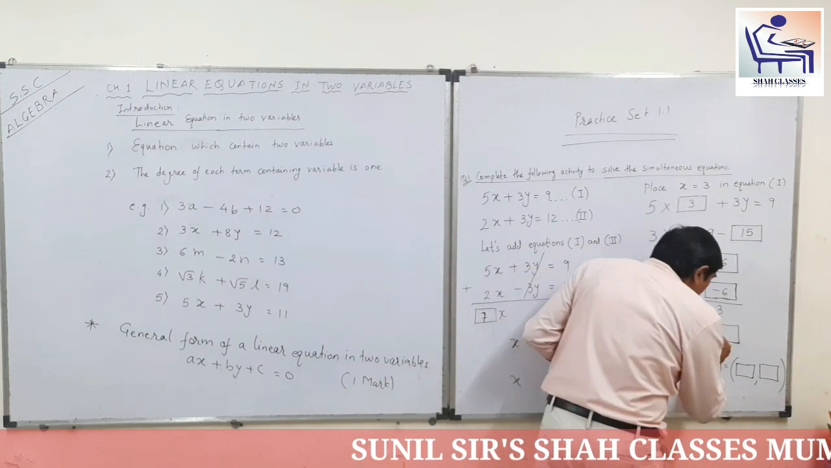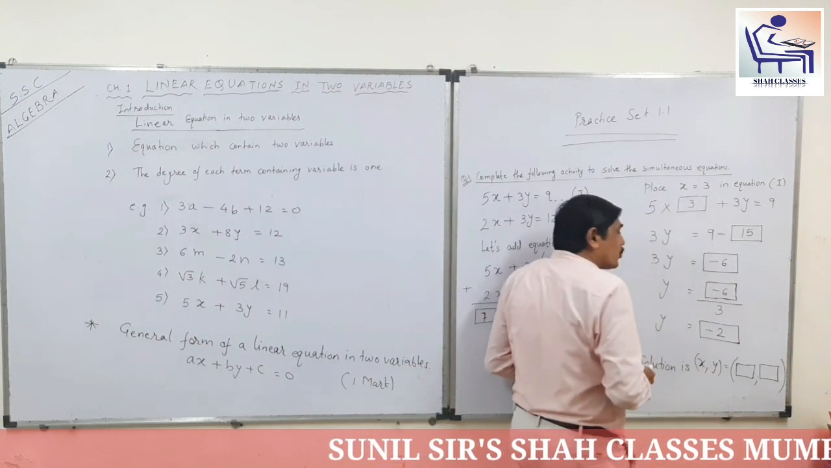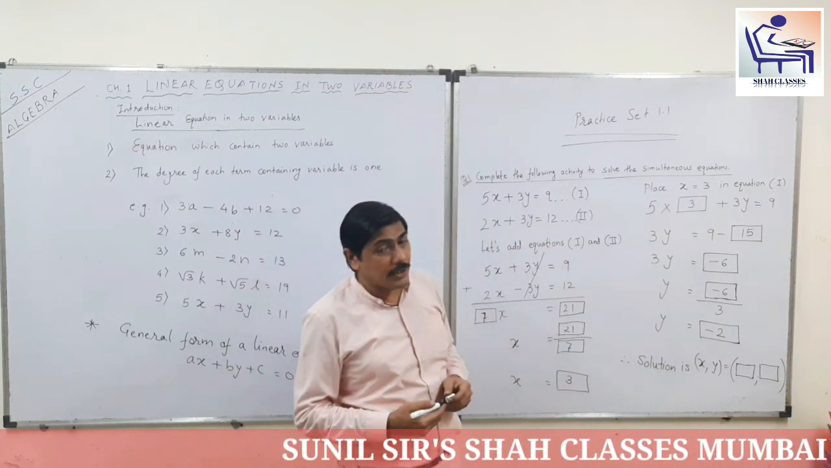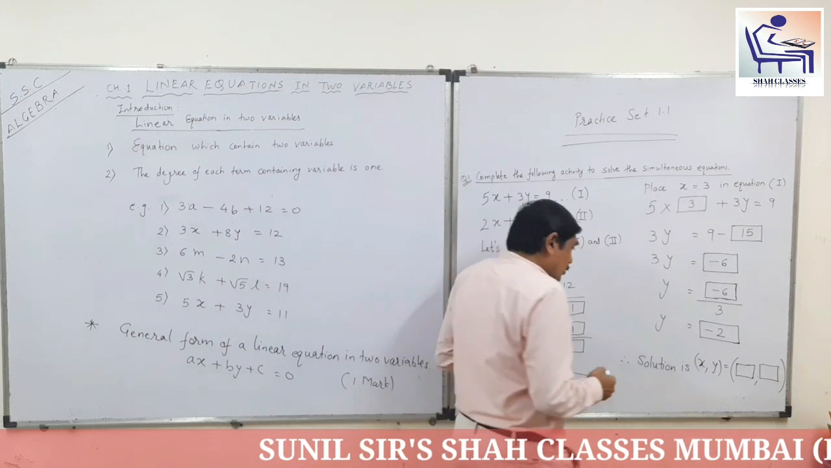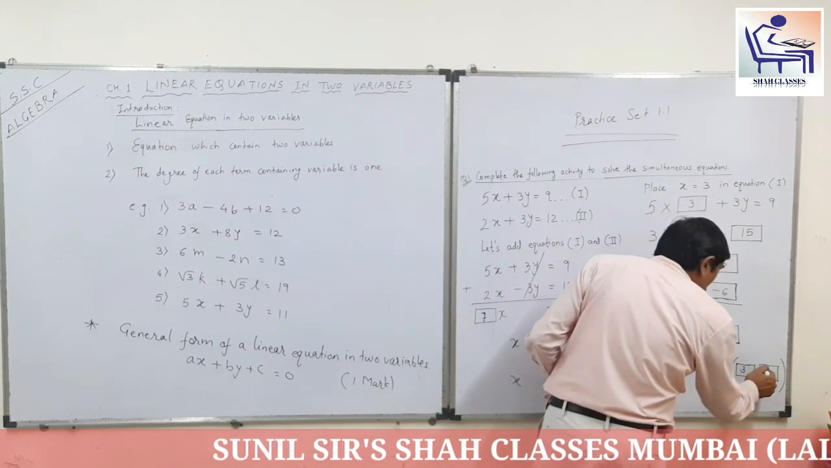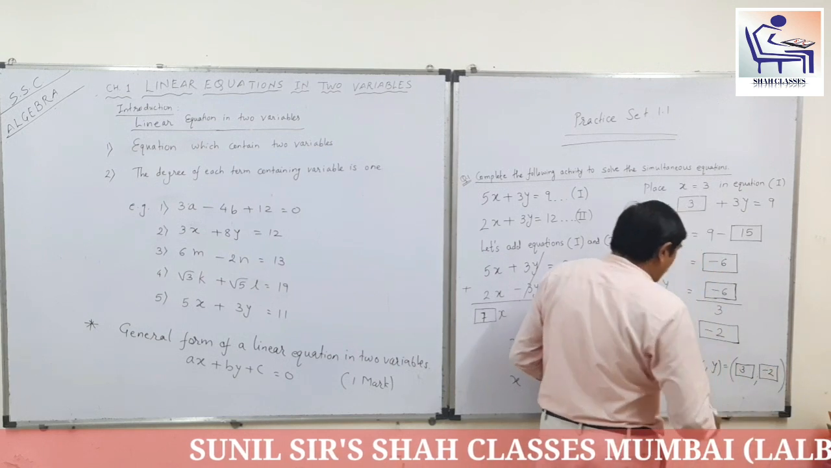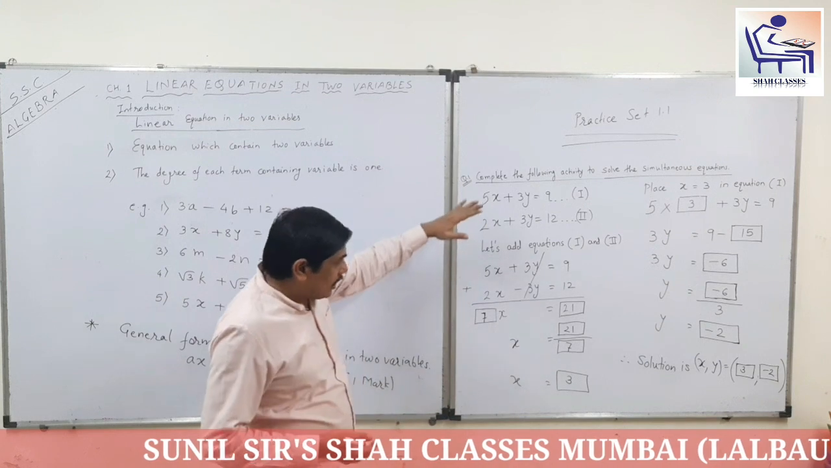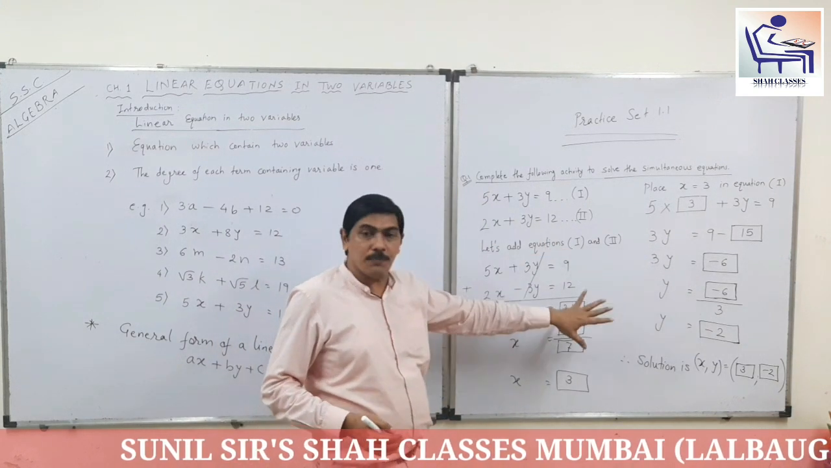But remember, we have to write minus 2. Okay, so we got the value of y as minus 2. And now the solution is: what is the value of x? 3, and the value of y is minus 2. So please remember, this is a general way in which we have to solve this sum.